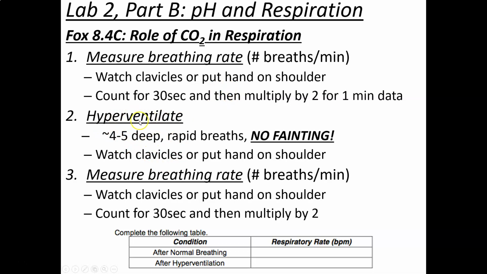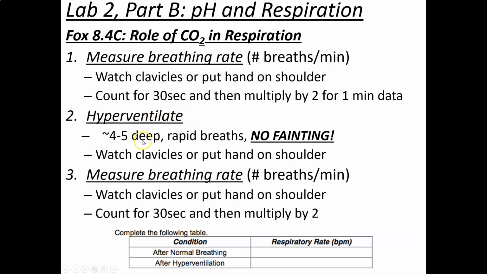Then you're going to have the person hyperventilate. They're going to take 4 to 5 deep, rapid breaths. You don't want to do that too long, because if you do it too long, you can faint. And if you're trying to count somebody else's, it's kind of difficult. But we're not counting the hyperventilation. As a matter of fact, by definition, hyperventilate means to increase breathing more than you need for your metabolism, the way it's intended.